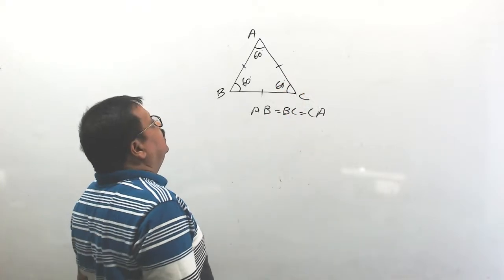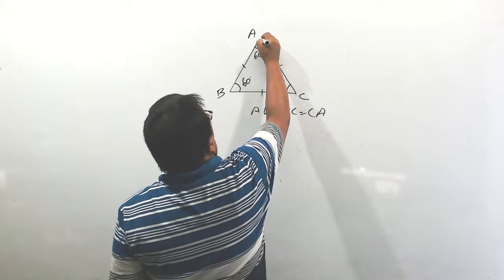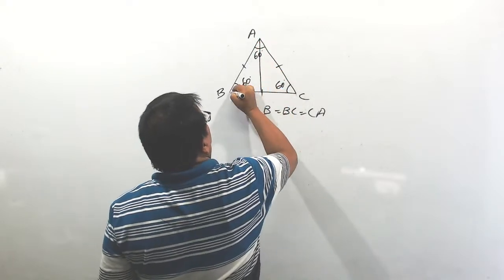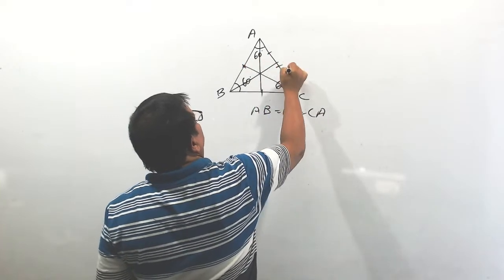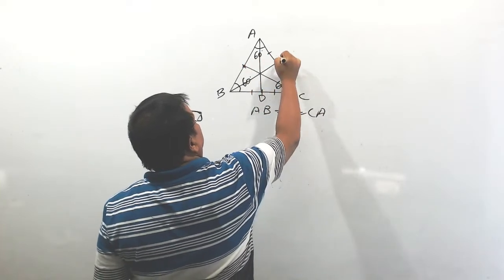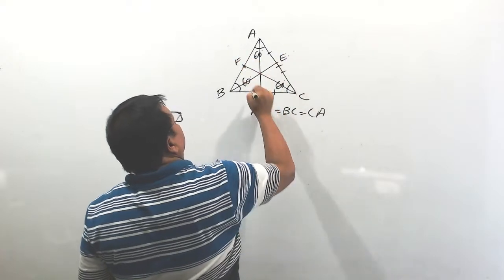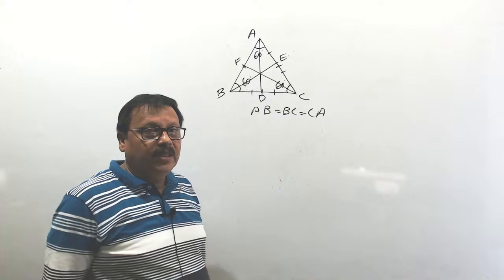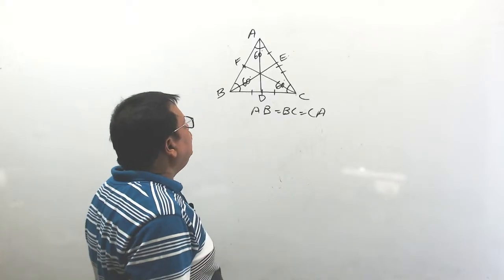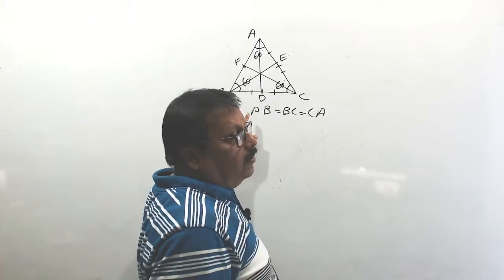60 degree. And if you draw perpendiculars, then these all will be in midpoint. DEF. Of course, DEF will be the midpoints of the 3 sides. Right? These are the equilateral triangle.